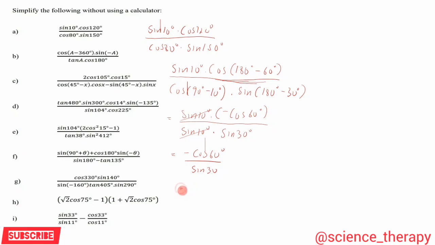Now using our triangle for special angles, we know that cos 60 degrees is a half, so that's negative 1 over 2, and all that is divided by sine 30 degrees, which is also 1 over 2. Remember, cos 60 and sine 30 are equal. Then what is negative half divided by half? That will give us negative 1.